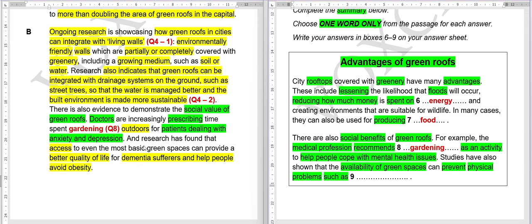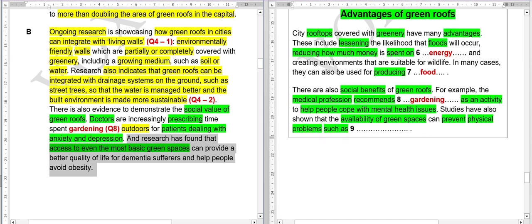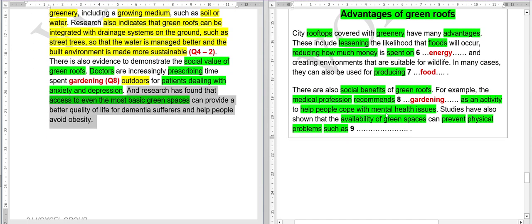Let's see. Research has found that access to even the most basic green spaces can provide better quality of life for dementia sufferers and help people avoid obesity. So obviously the location is this for our answer. Let me mark this so that you can easily identify it. So this is the location of our answer. This is the sentence where our answer lies. So you have around 10 seconds. The time starts now.